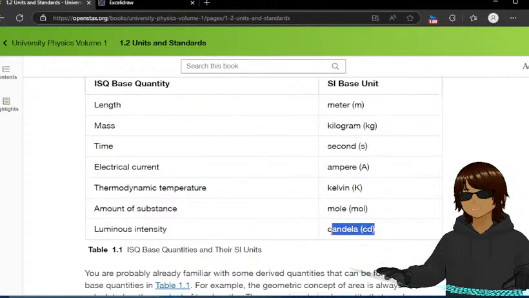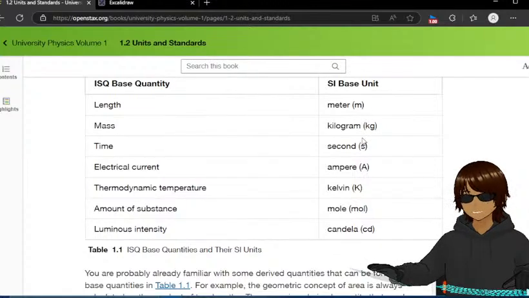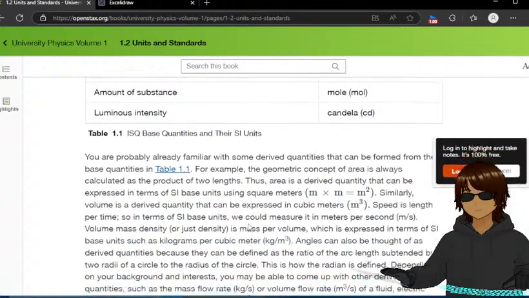I have never seen this being used, or maybe I have, but I forgot. So length, mass, second, ampere, kelvin, mole, and candela.